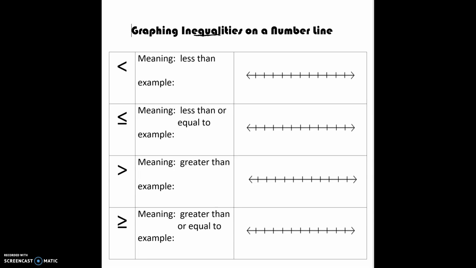Our first inequality sign that we're going to look at here is less than. The less than sign looks like it's a V on its side. So it starts out smaller and then it opens to the right into something larger.